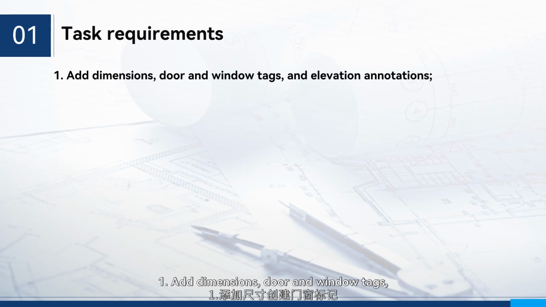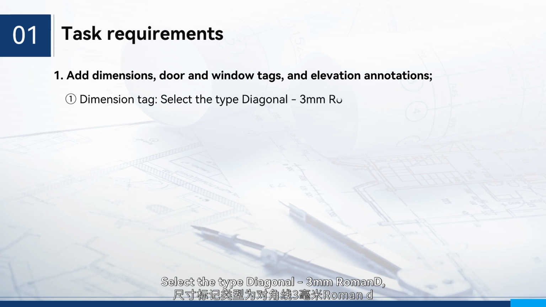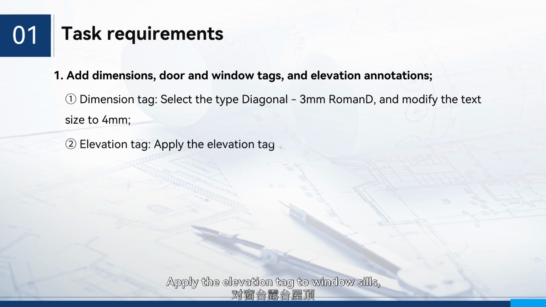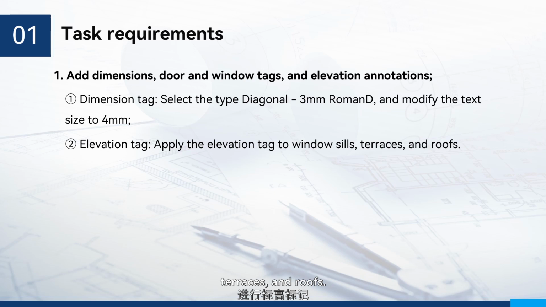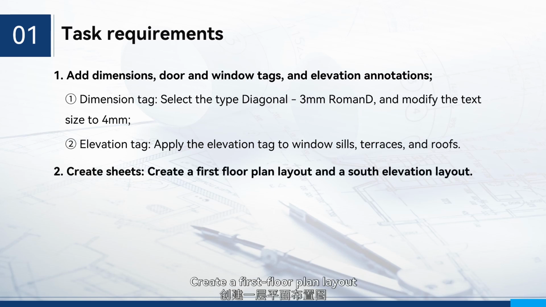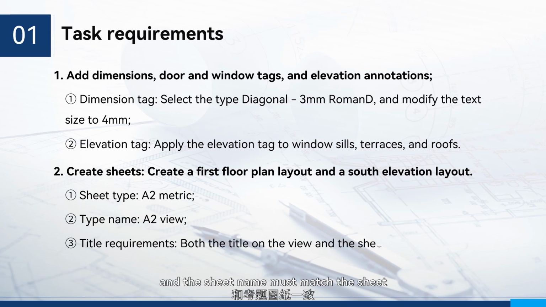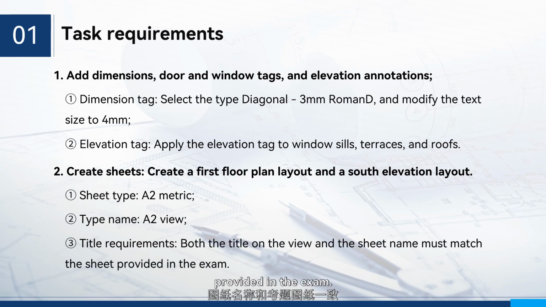1. Add dimensions, door and window tags, and elevation annotations. Dimension tick mark, select the type diagonal 3 mm Roman D, and modify the text size to 4 mm. Elevation tag, apply the elevation tag to windowsills, terraces, and roofs. Create sheets, create a first floor plan layout and a south elevation layout. Sheet type, A2 metric. Type name, A2 view. Title requirements, both the title on the view and the sheet name must match the sheet provided in the exam.